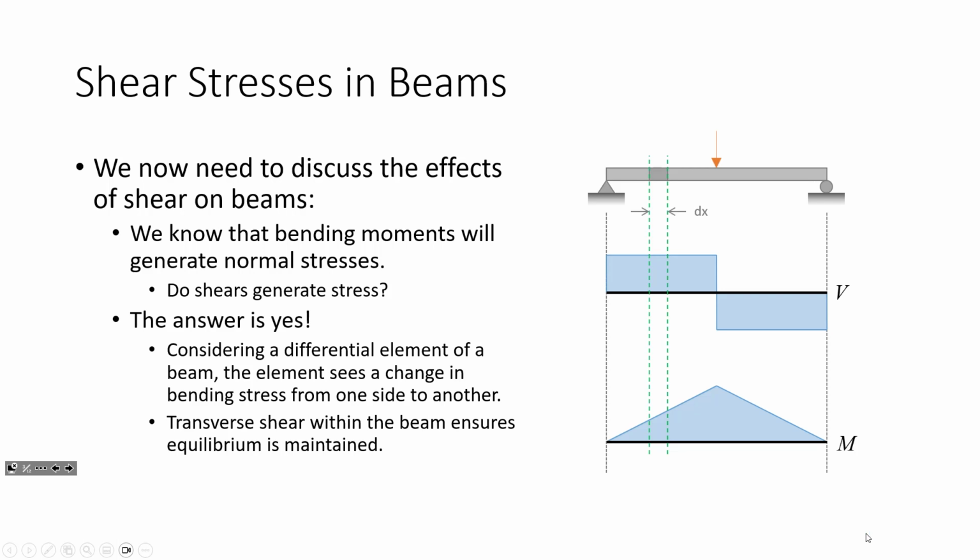Because if I have a different moment on either side of the element and I sum forces in the x direction, I would get that they would not equal zero if it weren't for an additional stress that maintains equilibrium. And that additional stress is what we get from transverse shear. So that transverse shear has to be present in order to maintain equilibrium.